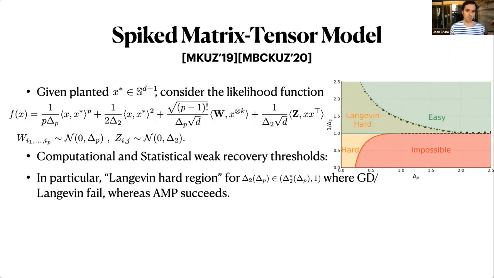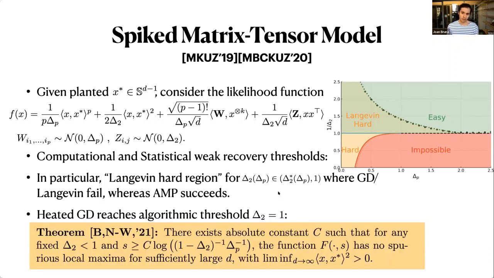Whereas algorithms like AMP are able to overcome, get rid of the higher order part and just rely on the second order part. And so here, what we prove with John is that in fact the heated gradient descent basically recovers the actual threshold from AMP. So this phase that is hard for Langevin is in fact not hard for this enlarged family of gradient descent algorithms.